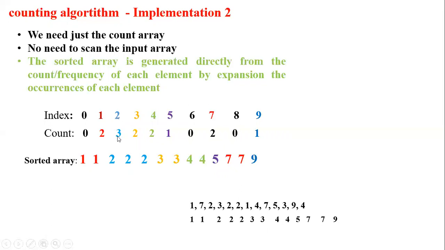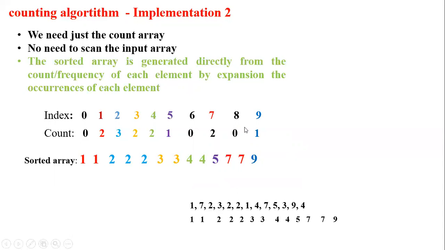2 is repeated 3 times, so we insert 3 twos here. 3 is repeated 2 times, so we need the loop to organize it. Here are 2 threes. 4 is repeated 2 times, so 2 fours. And this will be the sorted array, the same as in the previous example.